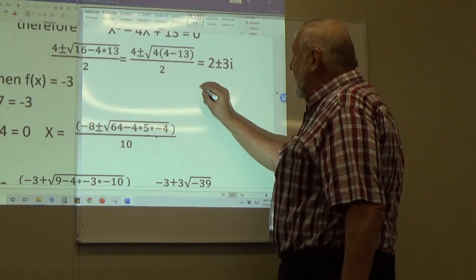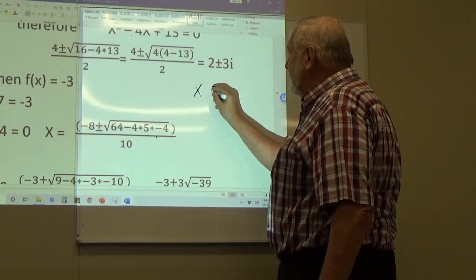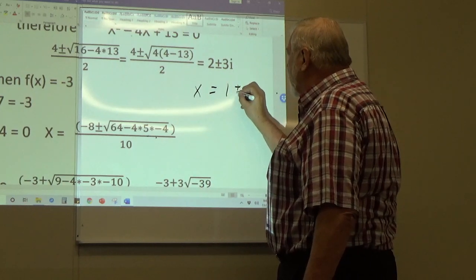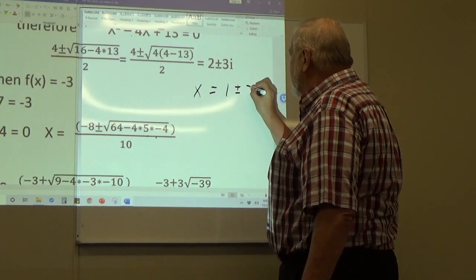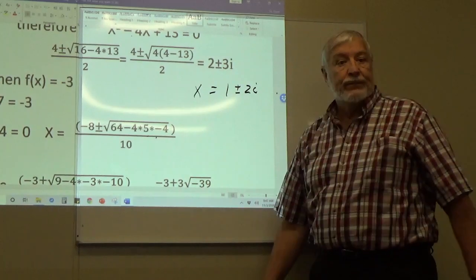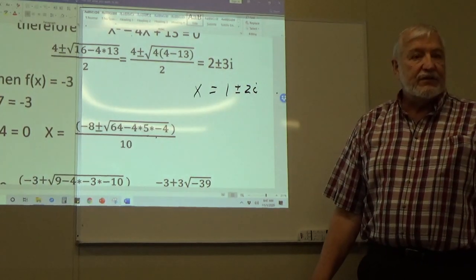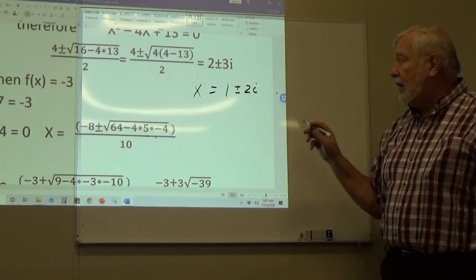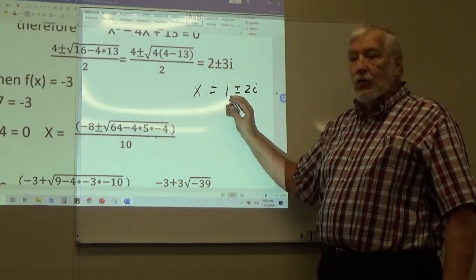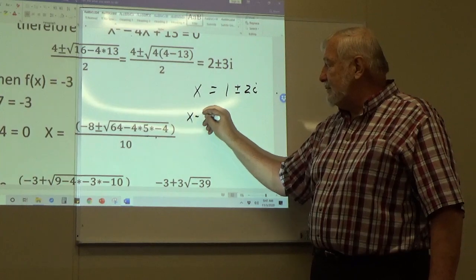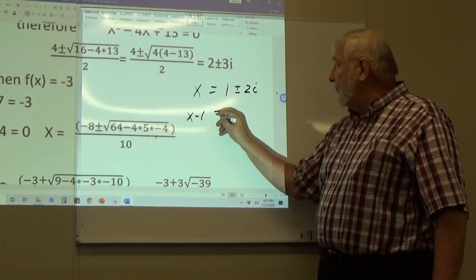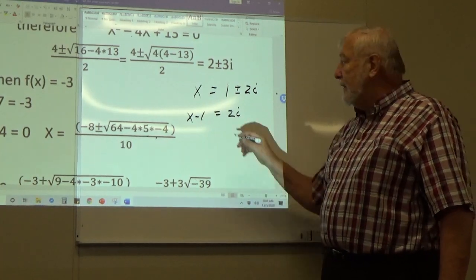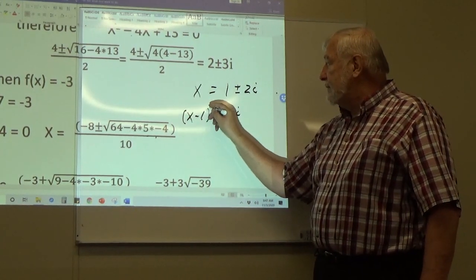Let's say that I have x is equal to 1 plus or minus 2i. Okay, now, if I need to make this equal to 0, the first thing I have to do is move the 1. That makes this x minus 1 equals 2i. Then I'm going to square both sides.